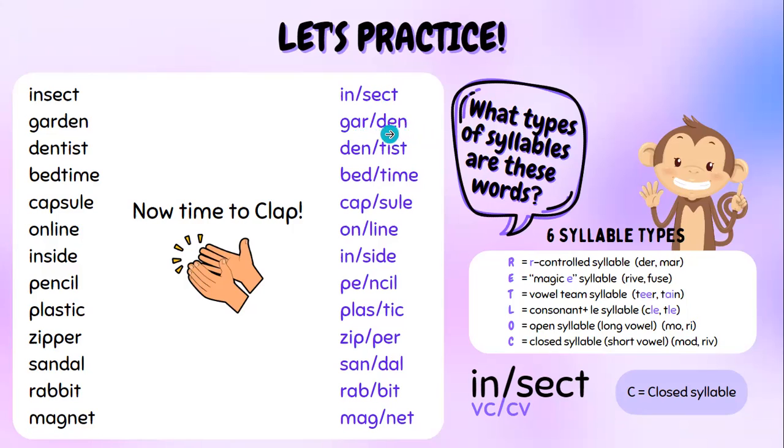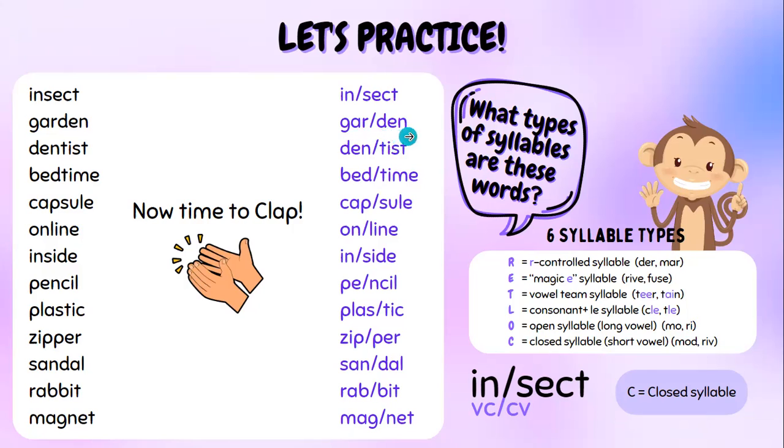And now I'm going to ask you what 2 types of syllables these are. What do you think gar is? The syllable gar is an R-controlled syllable. Because it ends in a vowel and R, the R controls the vowel and changes its sound. So here, it changes the sound of the A. So we pronounce it as gar.